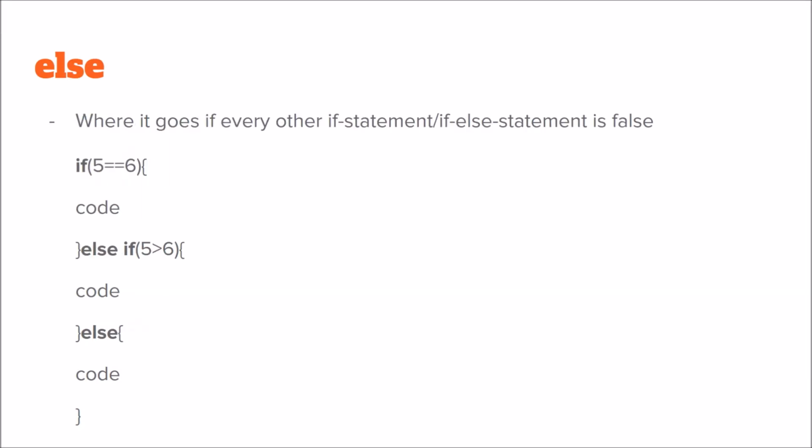Now, we also have our else statements. Our else statement goes here when all the other if statements and else if statements are false, such as 5 is equal to 6, that is false, so it won't run that code. Else if 5 is greater than 6, and we know that's false, so it won't run that code. And then else is basically the default, where if everything's wrong, then it'll go there.